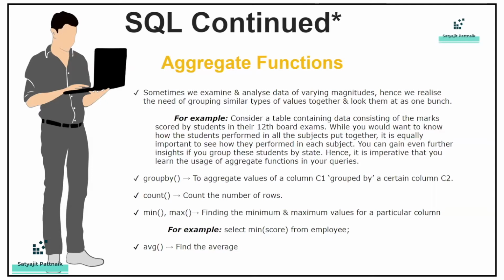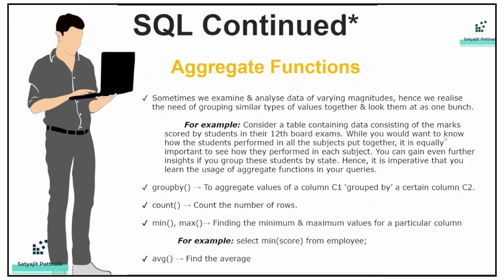So there are various aggregation functions and we will be talking about a few of them. And if you want to study more about the other aggregate functions, I'll be sharing one of the links which you can find in the description below. So let's talk about group by. Group by is nothing but to aggregate values of a column C1 grouped by a certain column C2. So let's try to understand by using a small example of group by.